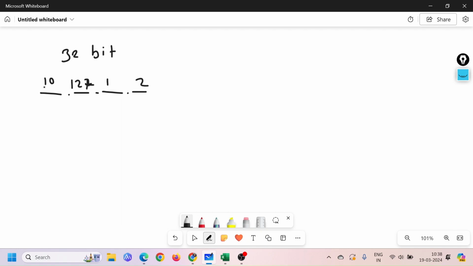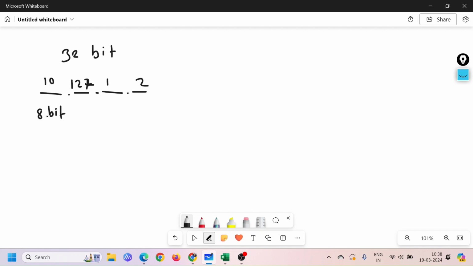The machine doesn't understand the decimal number directly; it converts the number into binary, and each part is what we call an octet, which is made up of 8 bits. That's the reason we call it an octet. So it is 8 bits, 8 bits, 8 bits, 8 bits, and the complete address is 32 bits.